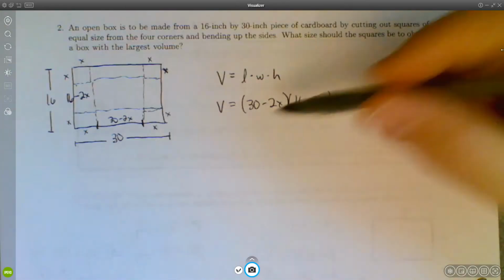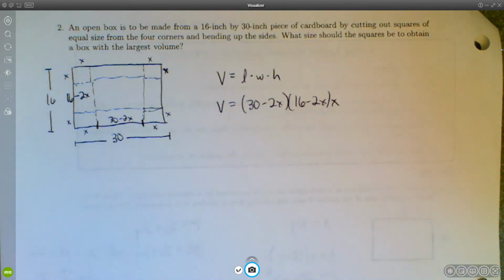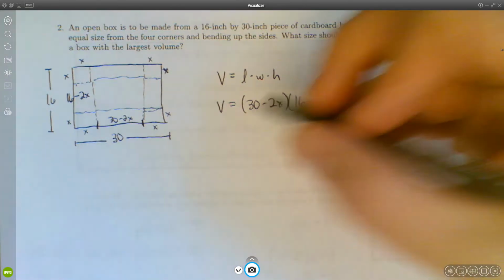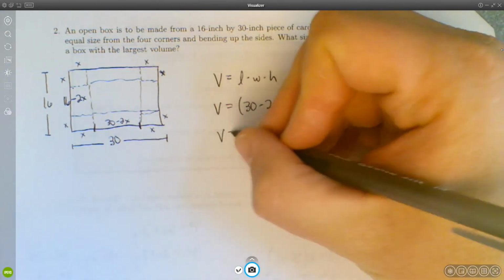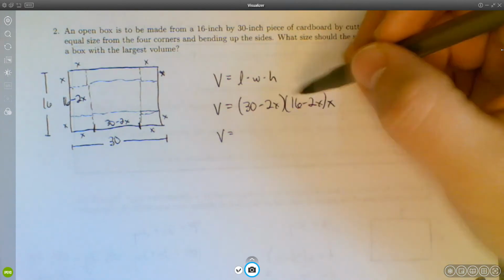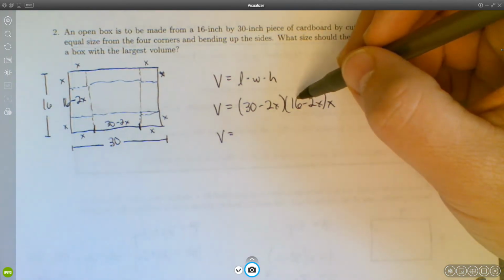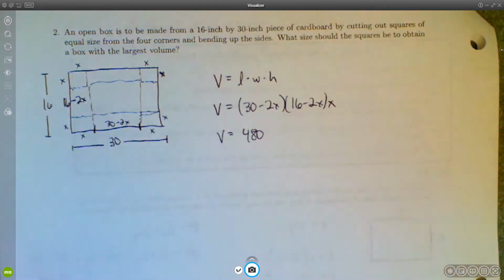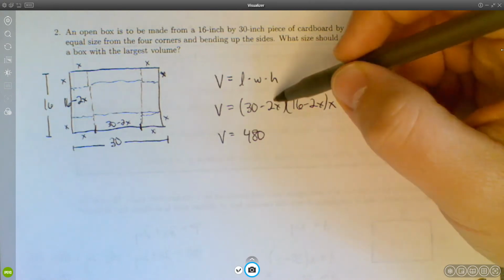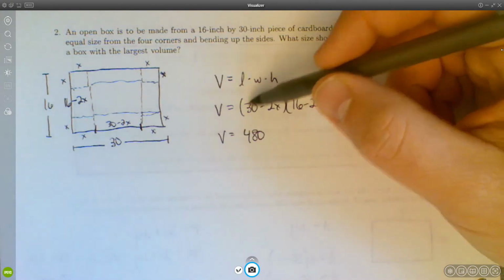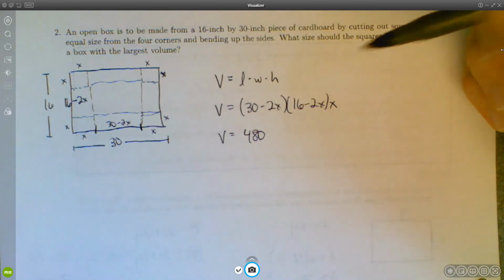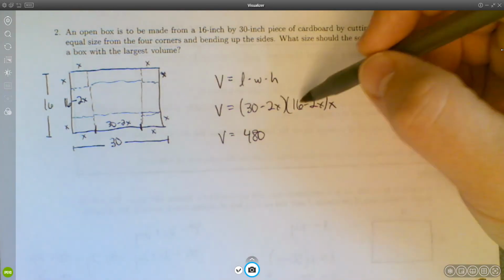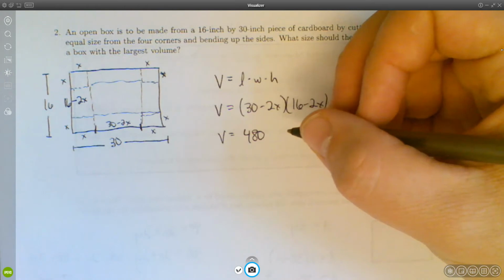Okay, I'm going to want to differentiate this, and in order to avoid having to use the product rule a bunch of times, I might want to go ahead and FOIL this out, or multiply it all out. So 30 times 16, well, 3 times 16 is 48, so 30 times 16 would be 480. 2 times 30 is 60. 2 times 16 is 32.